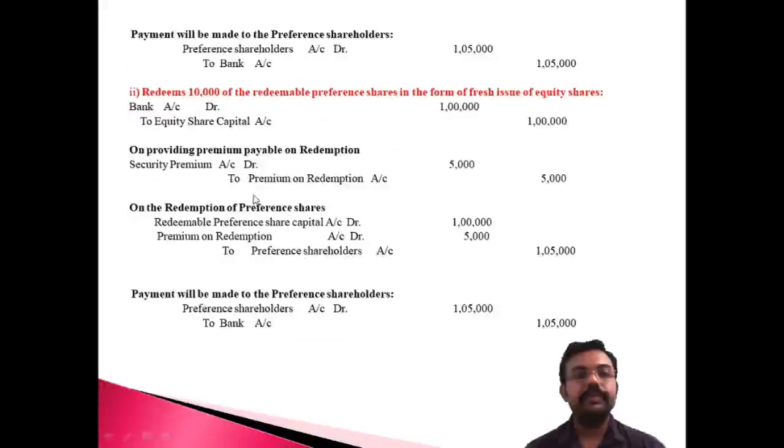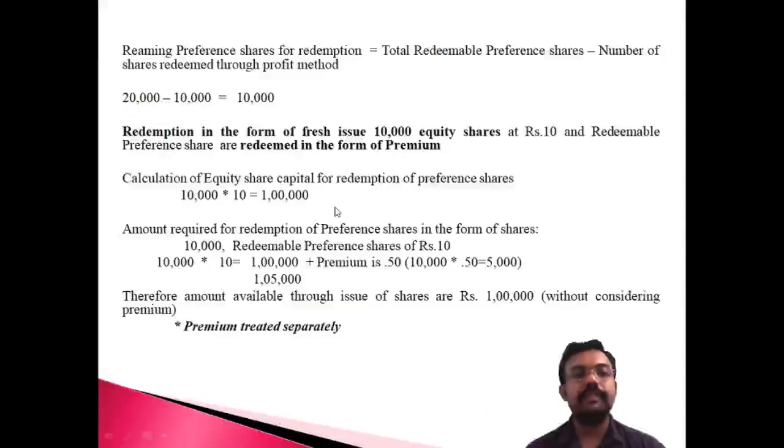So the amount from issuing the equity shares: bank account to equity share capital, 1 lakh. Okay, that is 1 lakh, and premium is always separately provided. The premium amount is always separately provided, and the total amount required for the redemption in the form of fresh shares is 10,000 redeemable preference shares of rupees 10 and 5,000 is a premium. Because redemption is always in the form of premium, it has been mentioned that it is at a premium. So the 1 lakh is part of the face value and 5,000 is part of the premium. So premium is always treated separately. The 5,000 is a premium.